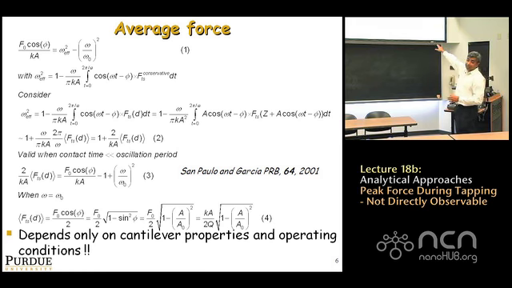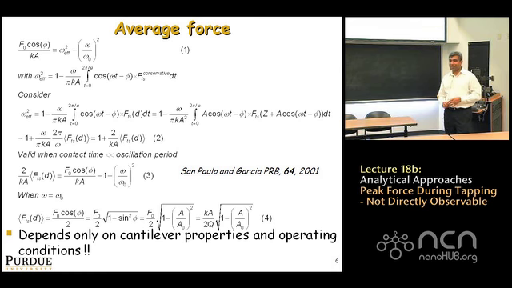It's given by this very simple expression: Ka over 2Q times the square root of 1 minus (A over A0) squared. A0 is what we call the initial amplitude, the amplitude at which you're driving before it interacts with the sample. A is the set point amplitude, the amplitude at which you're imaging the sample. And that's it. So here you have a very nice expression for the average tip-sample interaction force over the sample.